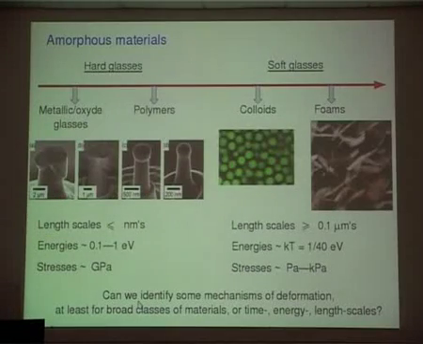So when I speak of glass and amorphous solids, I think of a very large class of materials, in fact. You can count hard glasses and soft glasses. Hard glasses would be metallic oxides, polymers, and these are glasses which are made of systems with length scales smaller than nanometers. Energies are in this order, and that introduces stresses which are in the range of gigapascals.